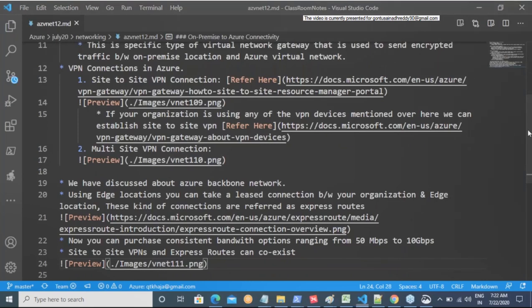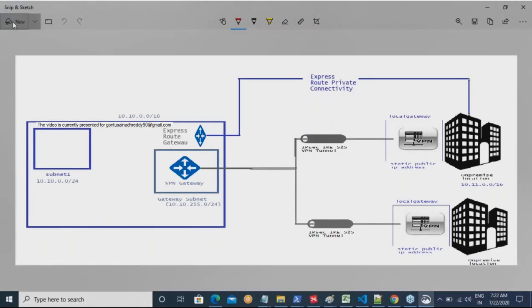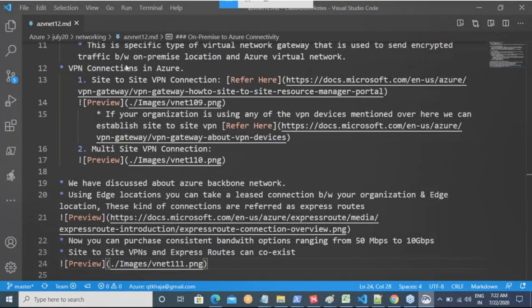Am I clear on this? Yeah. This lays the foundation for hybrid cloud. See, once you are connecting your organization and your Azure network, and if you are connecting privately, right? This lays the right foundation for hybrid cloud. Yes, Sadashiv. This is the first step towards your hybrid cloud.